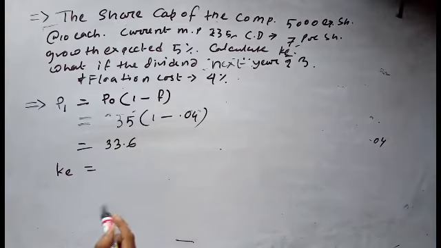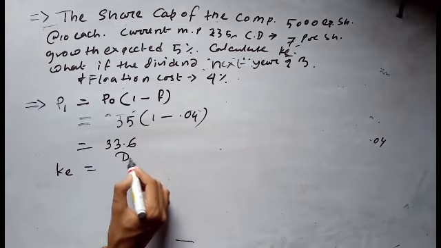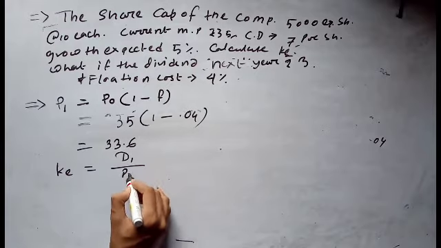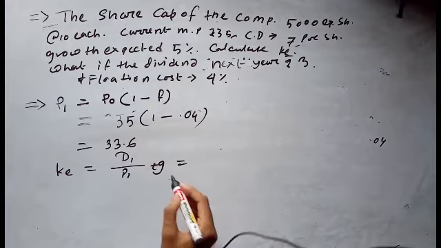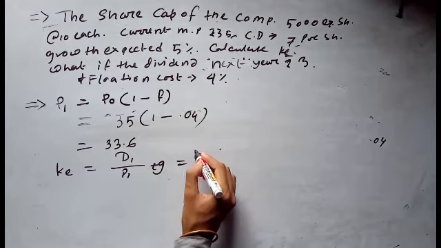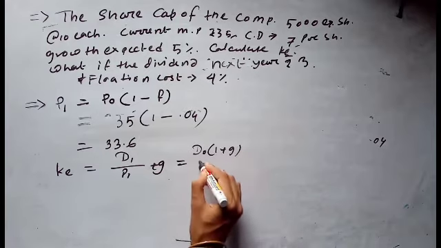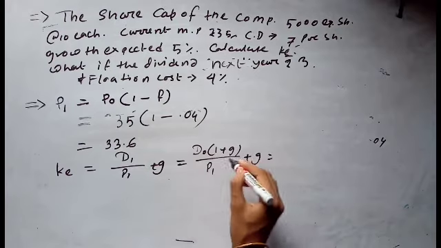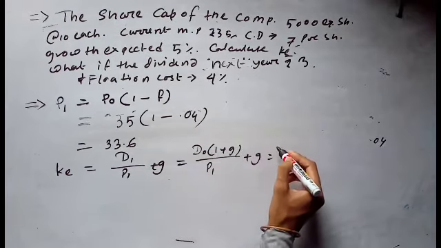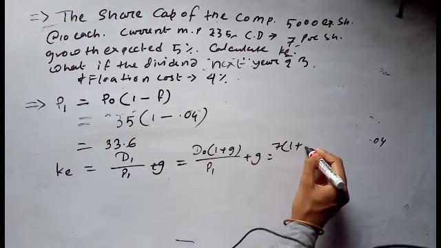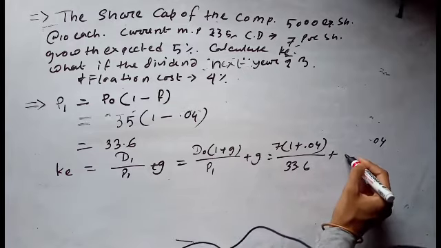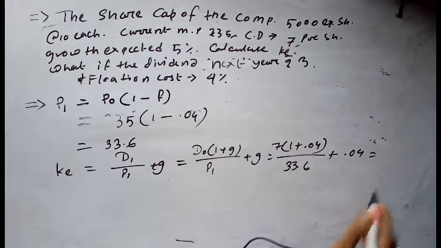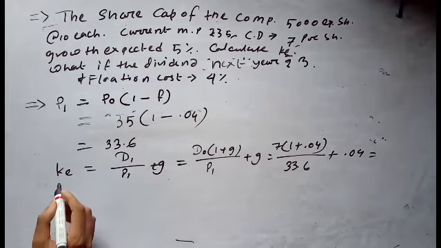So what is the cost of equity if the dividend is 7 per share? We know the formula, D1 by P1 plus G. If we adjust the growth and the previous year dividend, we get the current year dividend as D0 into 1 plus G by P1 plus G. The previous year dividend is 7, and 1 plus 0.04 by 33.6 plus growth 0.04. If you calculate it, you will get the KE.